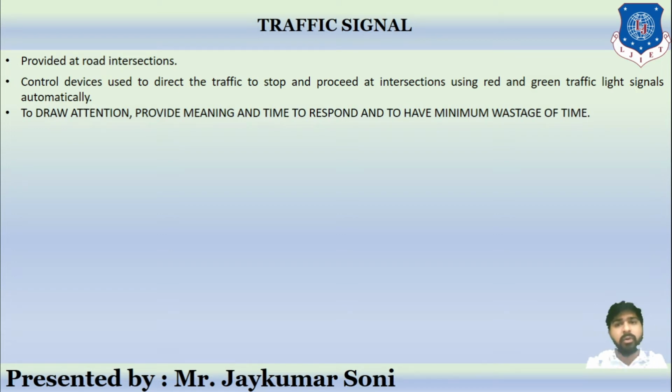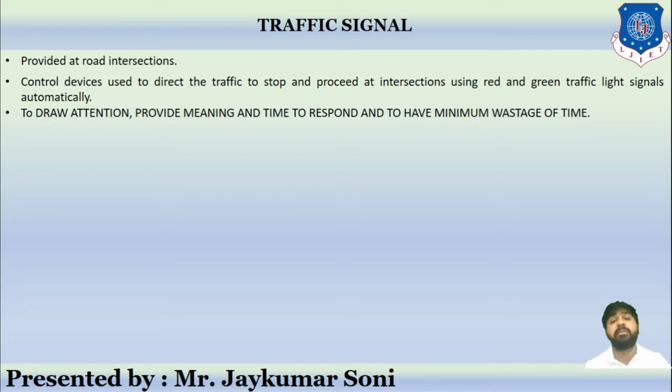Proceed means to move at various kinds of intersections where the red and green signals play an important role. The red signal is used to stop the vehicle and the green is used to indicate to the vehicles that they can proceed from the particular location. They are basically used to draw the attention of the drivers, pedestrians and vehicles. They provide various kinds of meanings and they provide the time to respond and to have minimum wastage of time.